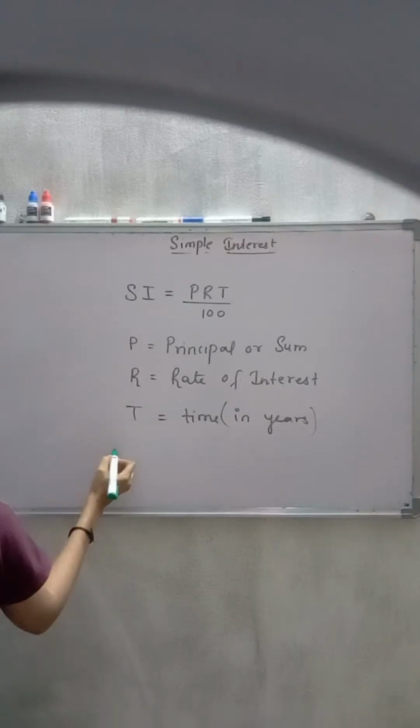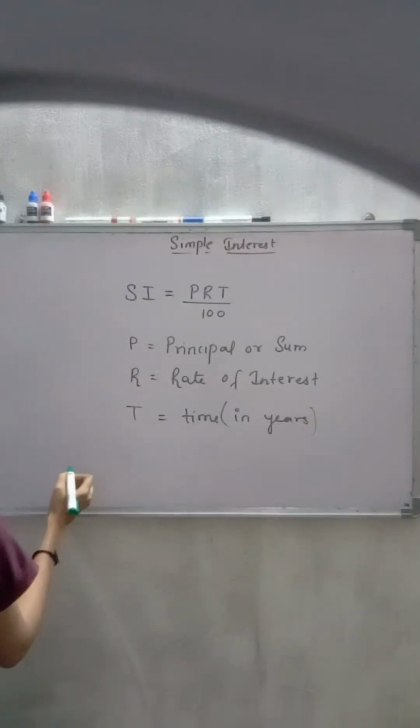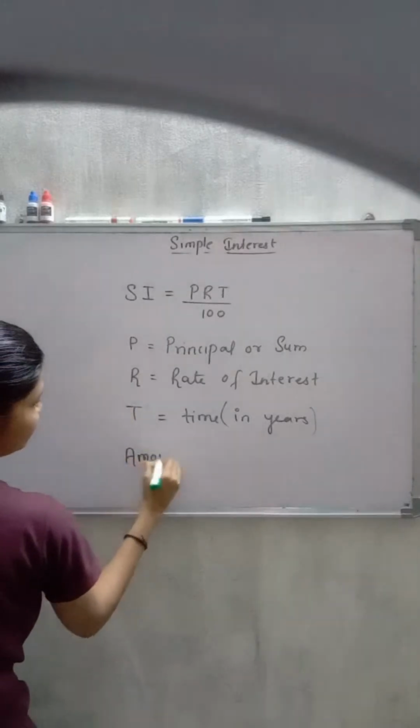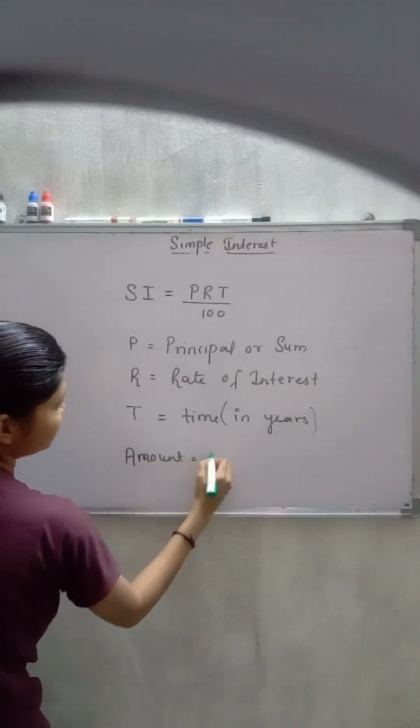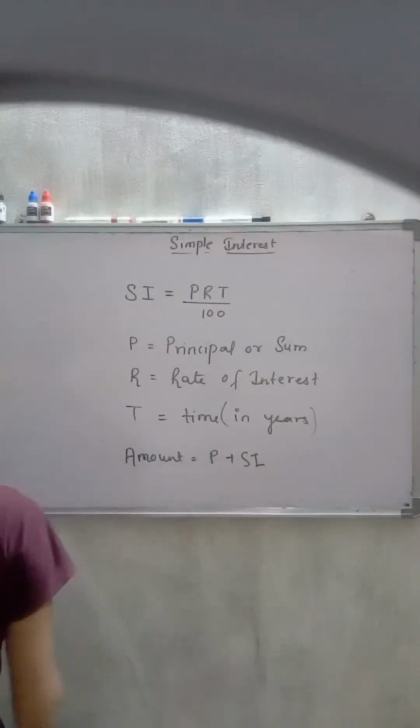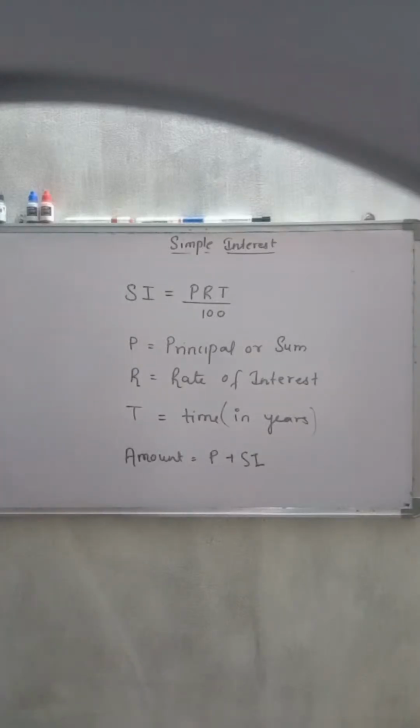इसके अलावा जो हम पढ़ेंगे वो होगा अमाउंट. अमाउंट इज ऑलवेज योर प्रिंसिपल प्लस द interest gives you amount. Now let's solve questions.